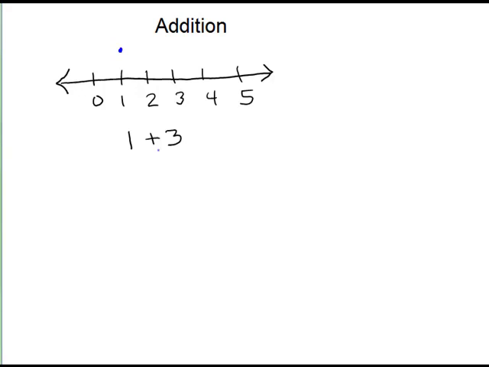If you add a positive number, you're making it get bigger, so you're going to the right. So we're going to go to the right 3 spaces, 1, 2, 3, and we land at 4, which is good because we know that is the right answer for 1 plus 3. So that is how you add on the number line.